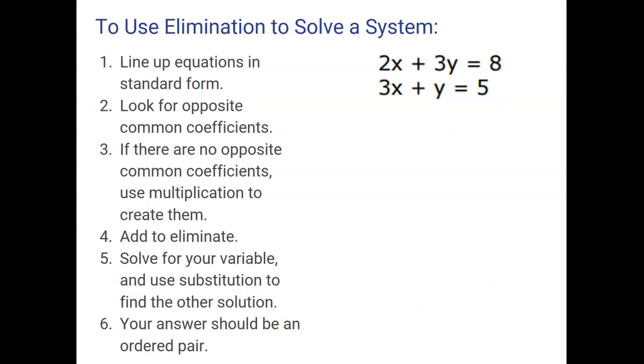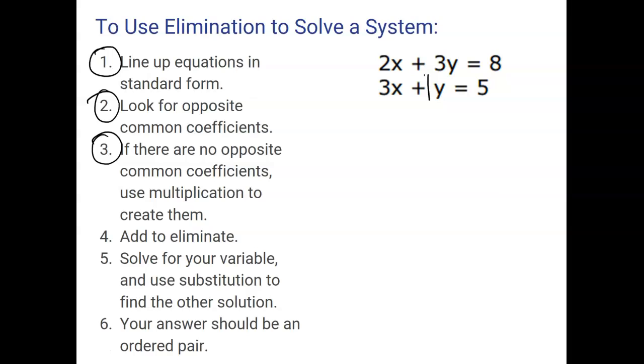Let's try another one. Step 1 is to line up your equation in standard form. We already have that with this one. 2x and 3x, 3y and 1y. Don't forget there's an invisible 1 there. And 8 and 5 are the constants. Everything's lined up. Look for opposite common coefficients. There are none. 2 and 3 are not the same. 3 and 1 are not the same. So we're going to have to multiply. We need to use multiplication to create them.